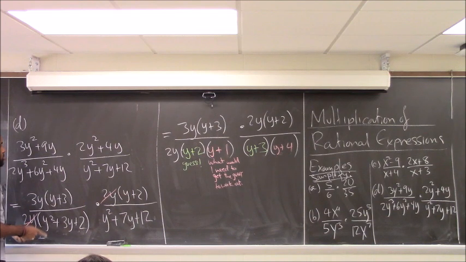So when you want to simplify rational expressions, especially in the case that you don't have an equal sign, don't think divide, don't think add, don't think expand, don't think any of that. Think factor. You always want to think factor.